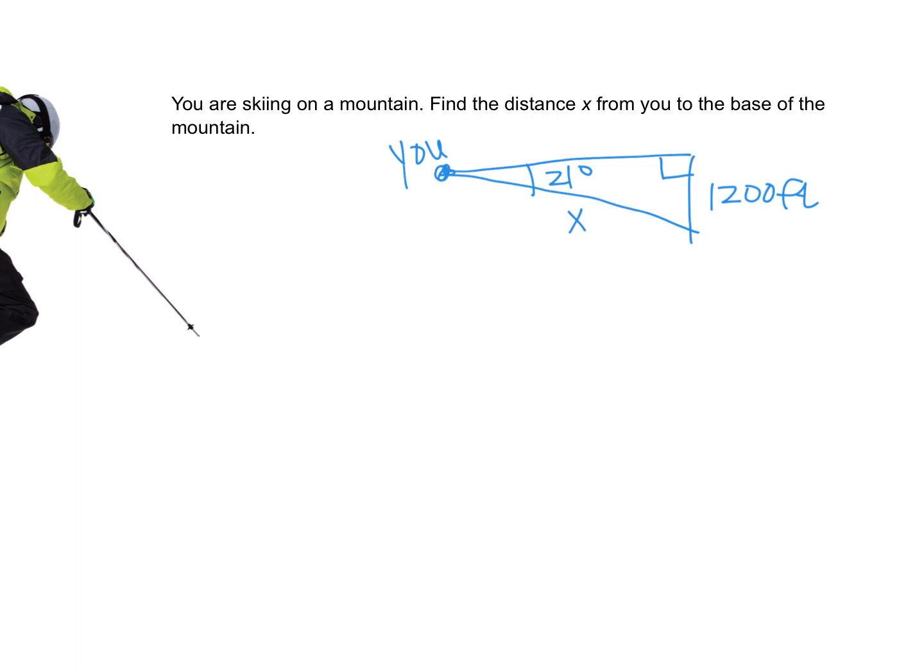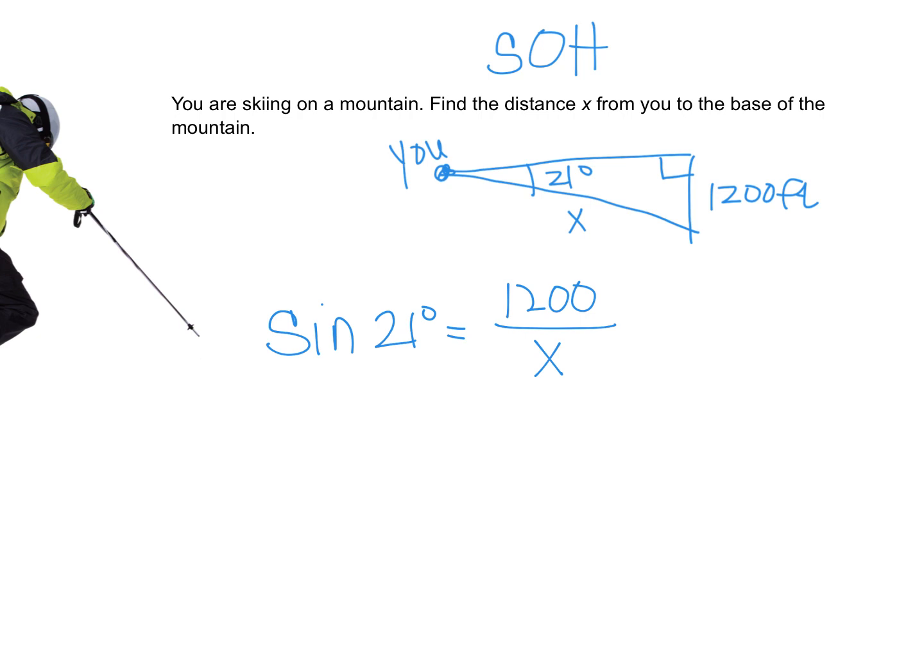So in order to find that, I look at the information that's been given, and I can see that with x, I have the hypotenuse, and then I also have an opposite side length from the angle that they gave me. So because I have an opposite side and a hypotenuse, this tells me that I'm going to be dealing with the sine function. So when I set this up, I know that the sine of 21 degrees is equal to my opposite side, which is 1,200 feet, over my hypotenuse, which is x.